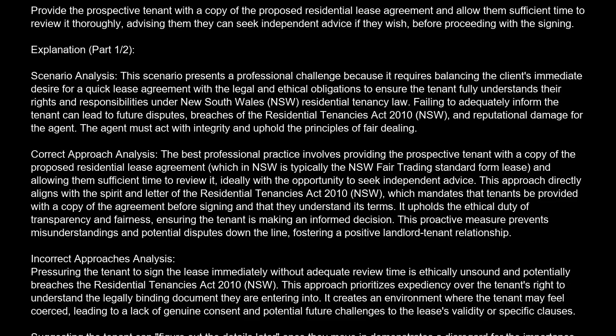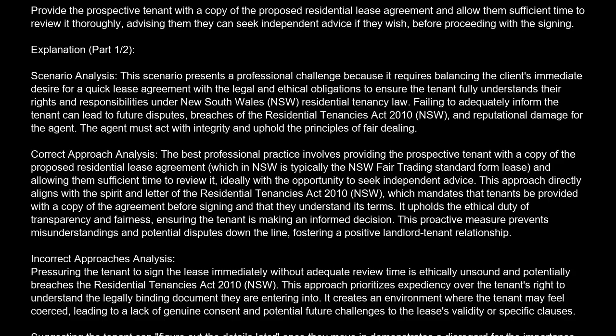The correct answer is D. Provide the prospective tenant with a copy of the proposed residential lease agreement and allow them sufficient time to review it thoroughly, advising them they can seek independent advice if they wish before proceeding with the signing.